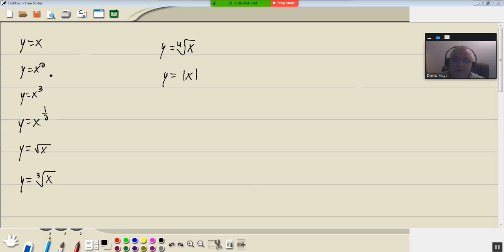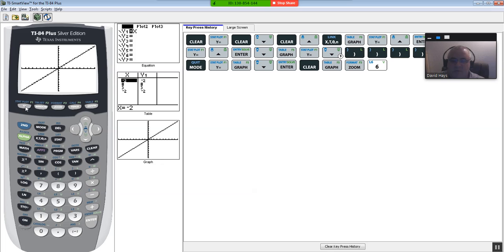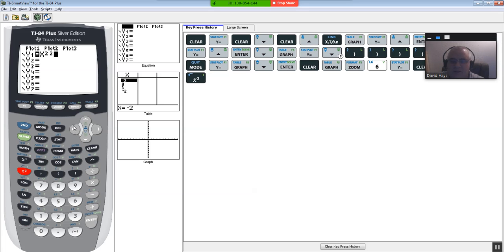Y is equal to X squared. I'll press my Y equals, press my clear. I do my X key, which is right here, and I push my X squared, which is right here. And I didn't mean to push that twice. Let me use my arrow key and press delete to clean that second one off. And then push graph.